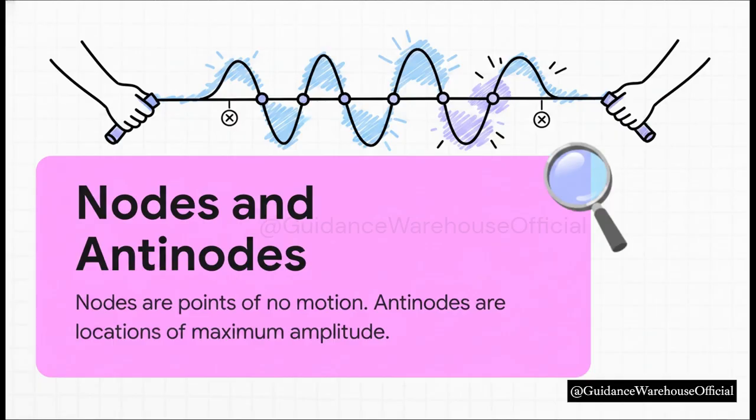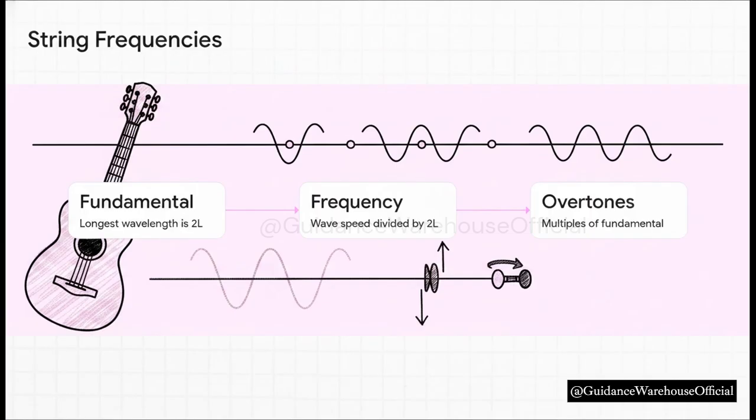And the points on the rope where the swinging is at its absolute widest, those are called antinodes. These are your locations of maximum amplitude. Let's connect this to real-life music. The lowest frequency a string can play, let's say on a guitar, is called the fundamental frequency.